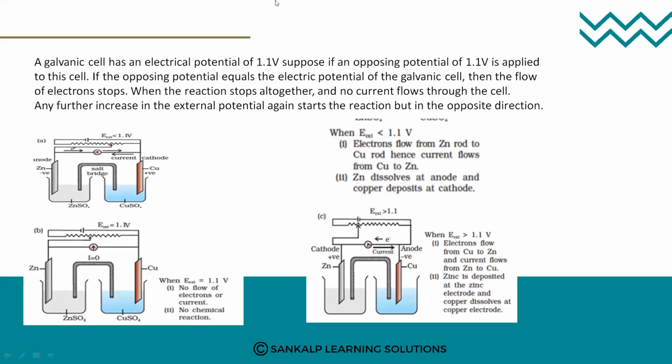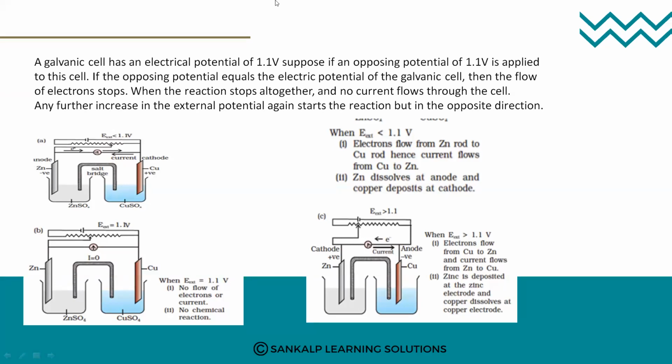So when the reaction stops, what will happen? If the reaction stops, then the current flow through the cell will also stop. Whenever a galvanic cell is producing current, what is the working? Chemical energy is converted into electrical energy. So when it is producing electrical energy, the electrical potential will be 1.1 volts.